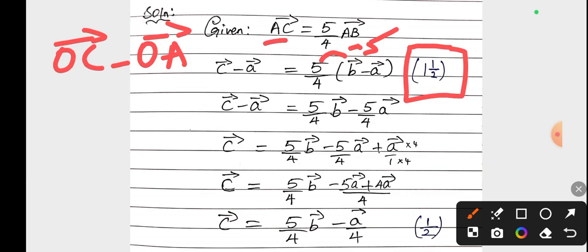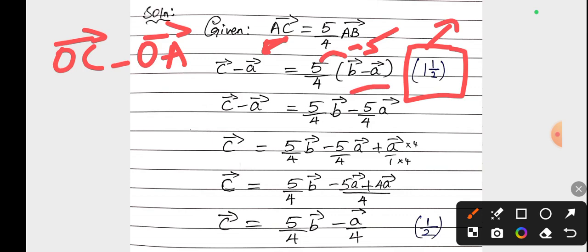AC vector is nothing but C vector minus A vector. 5 by 4 of AB, you have to write B vector minus A vector. For writing this step alone, they are giving 1.5. Sir, then this step alone I will write and I won't write anything. Will you give 1.5 now? Yes, obviously. As per the answer key, just AC is C minus A and 5 by 4 of AB is B minus A. Writing this step alone gets 1.5.